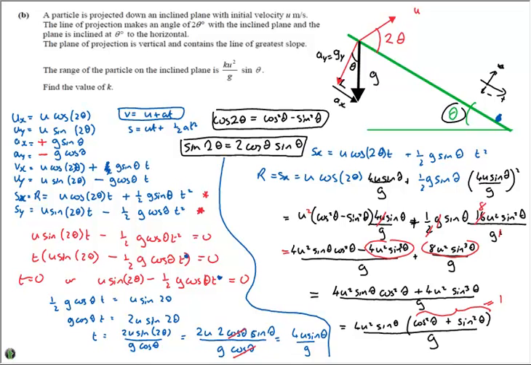So we have our answer then, and I'll just do it in green so it's a little bit clearer, the range will be equal to 4u squared sine theta all over g, and it's asking for k. We're told in the question that the range should be equal to ku squared sine theta over g, and we know that our answer has to be 4. K has to be 4.